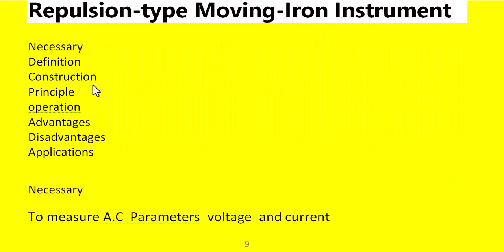Let me summarize once about the repulsion type moving iron instrument. So we observed the necessity of this instrument, and we have seen the definition of the moving iron instrument, and then we have seen the construction of the instrument, the principle of it, the operation of that, and the advantages of the moving iron instrument, disadvantages of the moving iron instrument, and applications of the moving iron instrument.